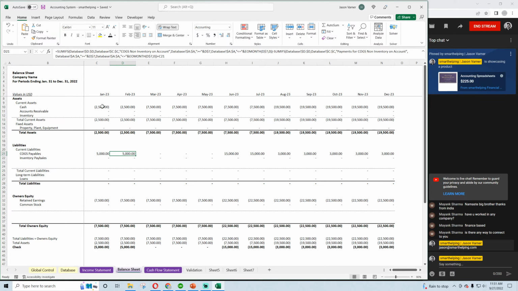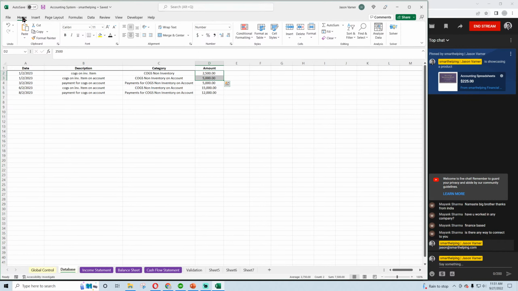Now, so cash goes down 25. This is adding cost of goods sold on inventory. Correct. Minus, right. Okay, so what are we missing?